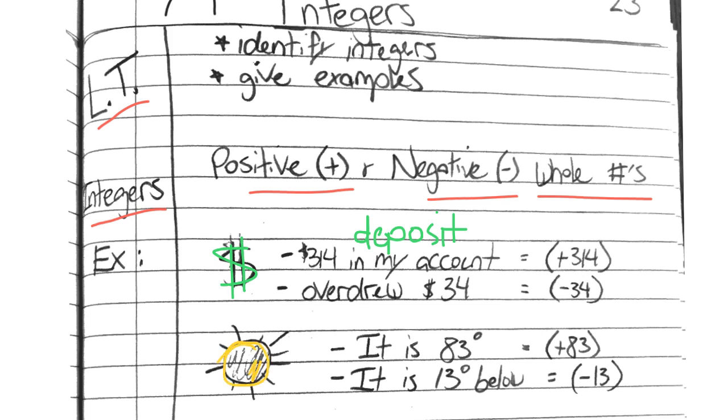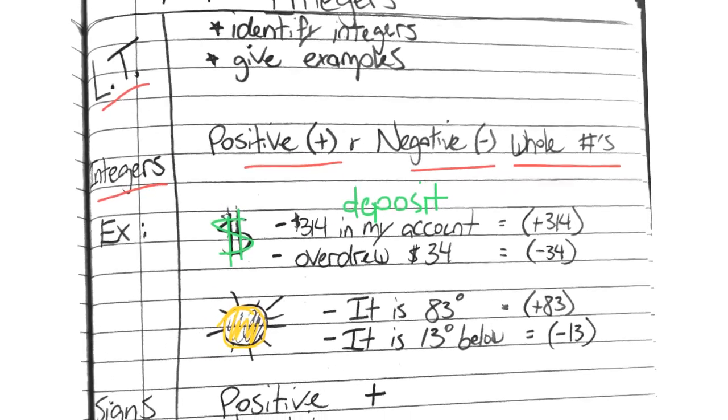Now the other one down here is with temperature. You'll see my cute little sun. If it is 83 degrees, that's positive 83 degrees. On the other side of that, I know most of you don't feel these degrees down here in Texas, but where I'm from in Nebraska, it gets below zero. If it's 13 below, it is negative 13 degrees. Crazy to imagine, but it happens in other places besides Texas. So that's a positive and a negative, talking about money and temperature.